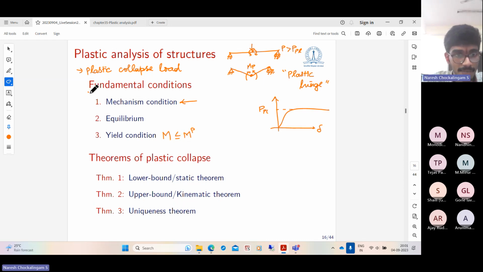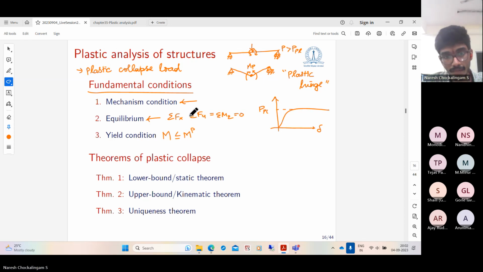So these are the three fundamental conditions under which finding the plastic collapse load is allowed. One is it should form a mechanism. Second is it should obey equilibrium. That is sigma Fx, sigma Fy, and sigma Mz all equal to 0 at all points in the structure. And it should also obey the yield condition, that the moment cannot exceed MP. If the moment exceeds, then it is not a correct solution.